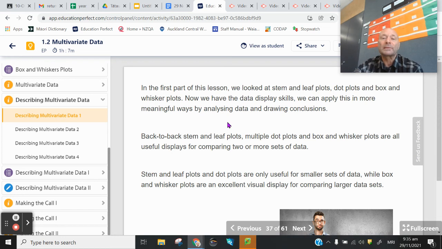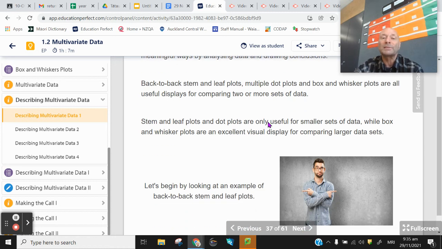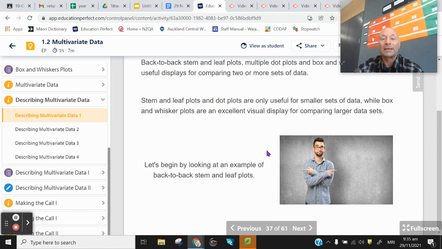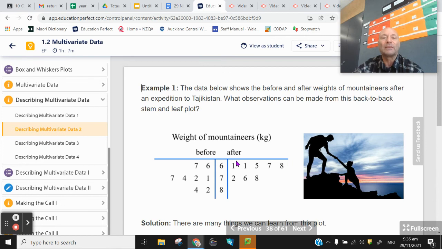Back-to-back stem and leaf plots, multiple dot plots, and box and whisker plots are all useful displays for comparing two or more sets of data. Stem and leaf plots and dot plots are only useful for smaller sets of data, while box and whisker plots are excellent for larger data sets. Let's look at an example with back-to-back stem and leaf plots.